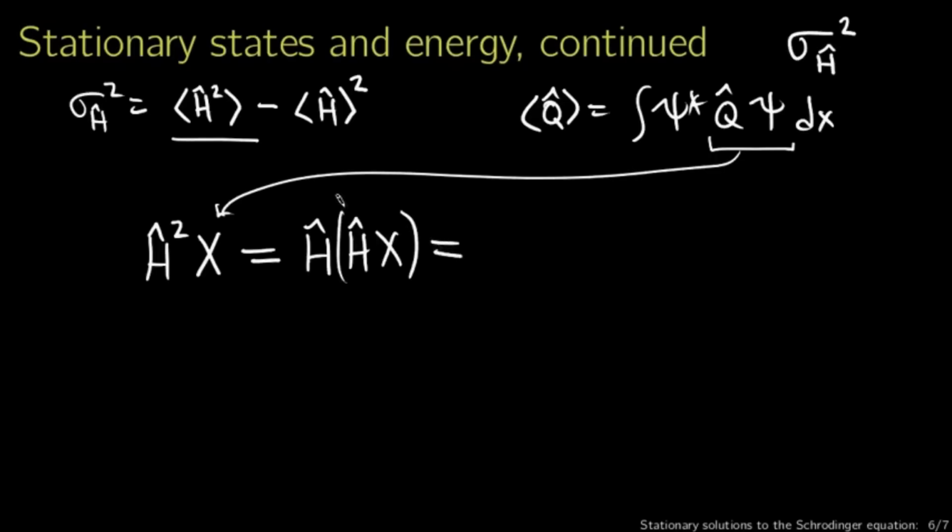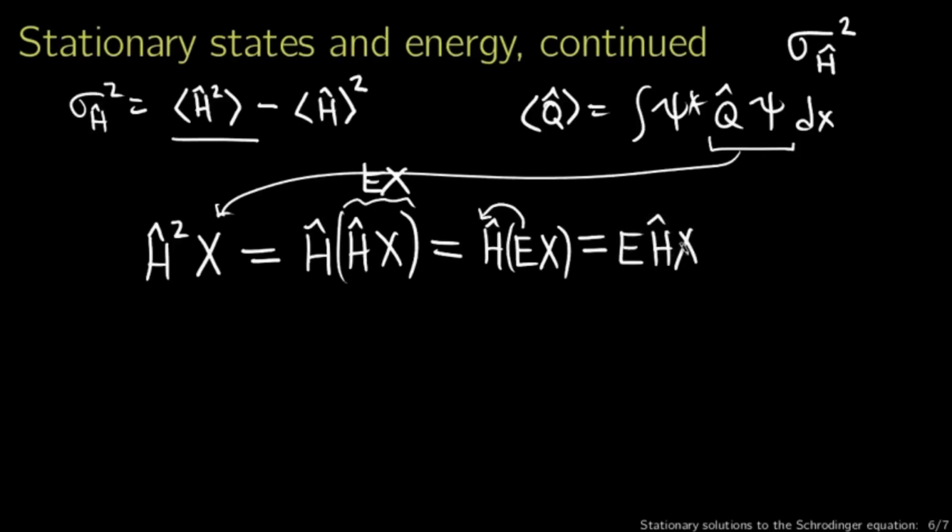Now, as before, I know this. This is E times x, since I know x satisfies the time-independent Schrödinger equation. So this is going to be h acting on E x. There's nothing special about E, it's just a number, so I can pull it out. The Hamiltonian operator won't do anything to that number. And I'll just be left with E and h hat acting on x. Well, again, h hat acting on x, that's E times x. So I'm going to end up with E squared times x.